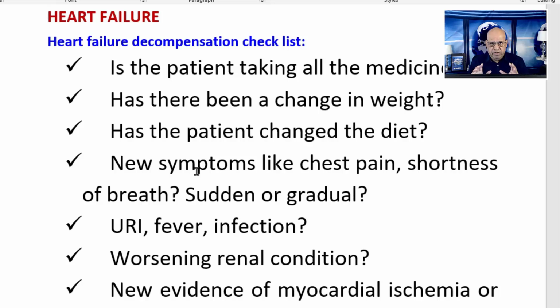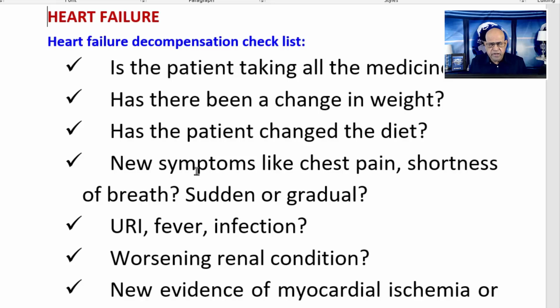New symptoms are exceedingly important. Chest pain, shortness of breath, fatigue, edema, and all these things are important. And the onset of these symptoms is also important. Did the shortness of breath come on suddenly, which may suggest something acute, versus progressively getting worse? Same thing with leg swelling. Has it been gradually getting worse, or did it just come on quickly? You may not have any leg swelling in patients with diastolic heart failure.